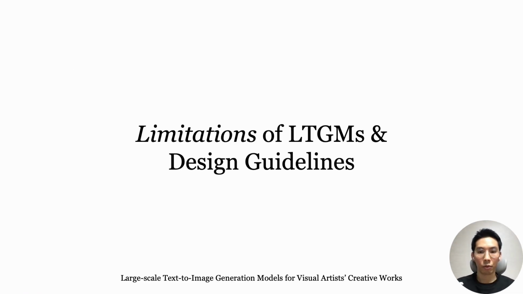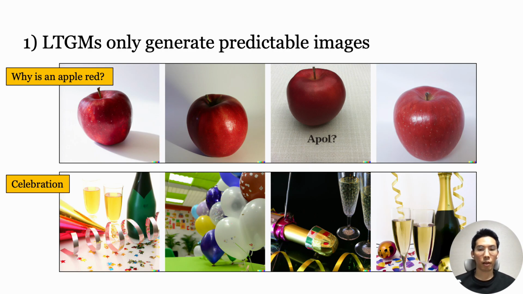Next, I also want to introduce some limitations of LTGMs and the design guidelines on how to address those limitations. So the first limitation is that LTGMs are logical machines that can only create predictable images. For example, P8, who is a product designer and studied both design and fine art in the university, said that the images generated from the text prompt "Why is an apple red?" and "celebration" are not interesting at all.